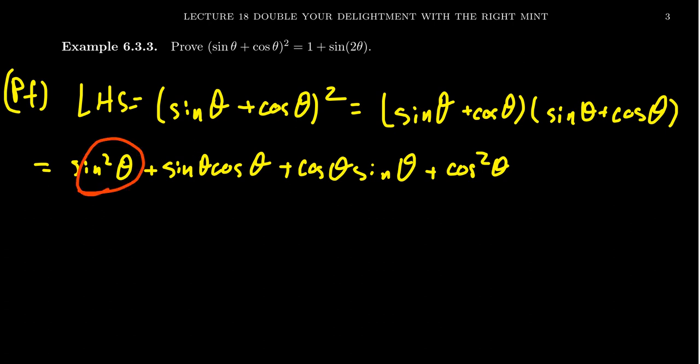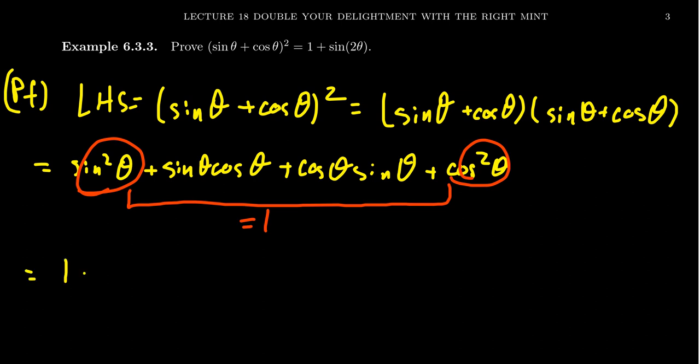We have a sine squared and a cosine squared. So whenever you have squares inside your trigonometric expression, that should make sense that perhaps some type of trigonometric identity is coming into play here. Sine squared plus cosine squared is equal to one. That's the mother of all Pythagorean identities. So that gives us one plus, well, we have a sine cosine plus cosine sine. If you add those together, because it's the same expression, you're gonna get a two sine theta cosine theta.